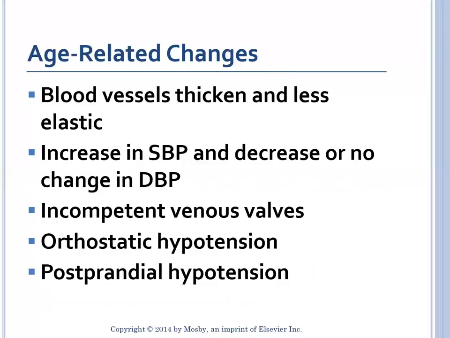Arterial and venous blood vessels thicken and become less elastic with age. Arteries increase their sensitivity to vasopressin, which is an antidiuretic hormone. Both of these changes contribute to a progressive increase in systolic blood pressure and a decrease or no change in diastolic blood pressure with age. Thus, an increase in the pulse pressure is found. Hypertension is not a normal consequence of aging and should be treated.